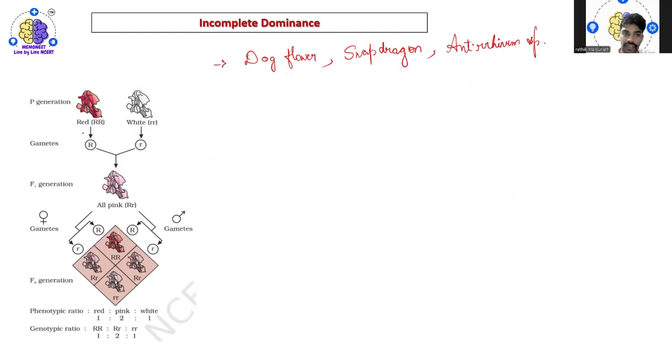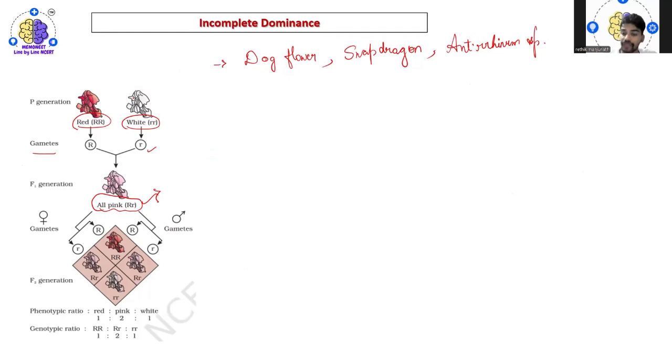So what happened here is when a red plant was crossed with the white flower plant, gametes will be red, R, and small r. As a result, in the F1 generation, all the plants had pink flowers. It is something which you have not observed in the F1 generation here. That means it is neither resembling the first nor the other parent. It means in between. So the inheritance of flower color in the dog flower shows incomplete dominance.